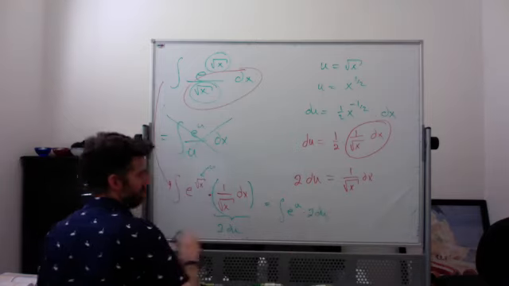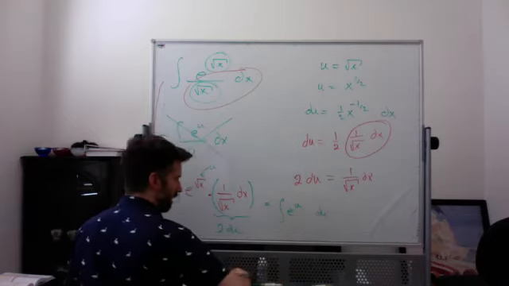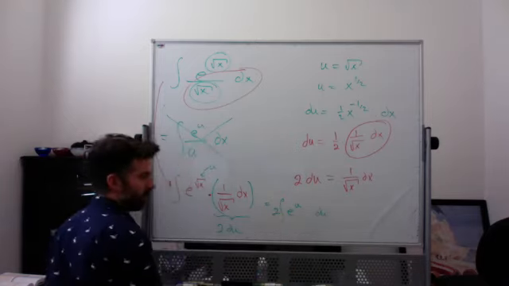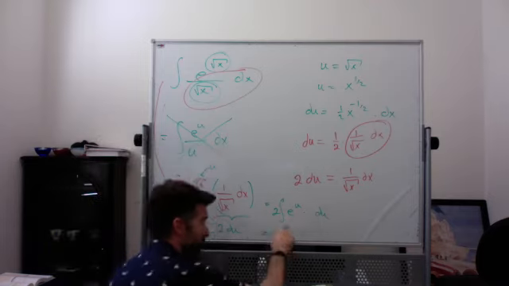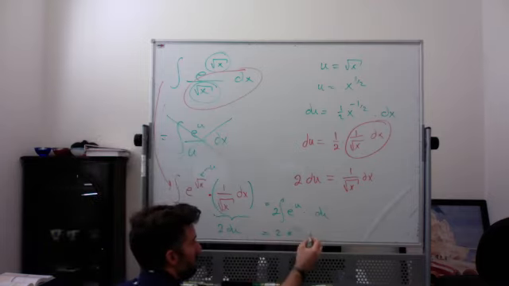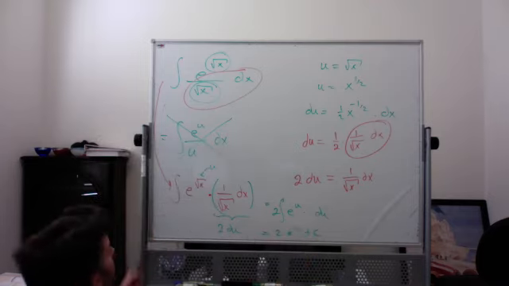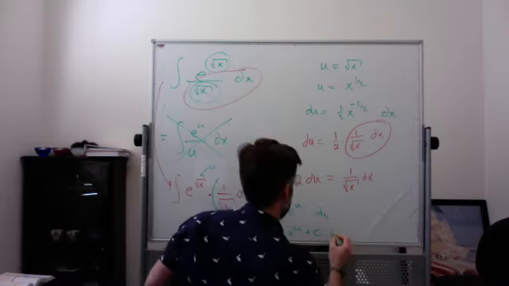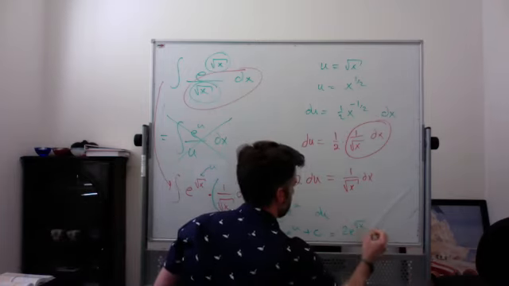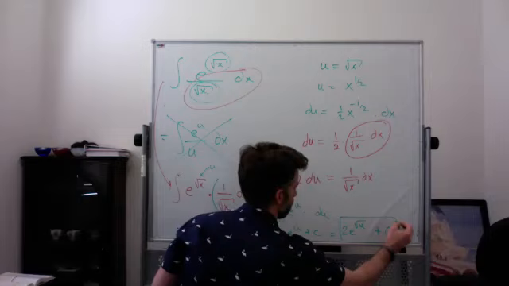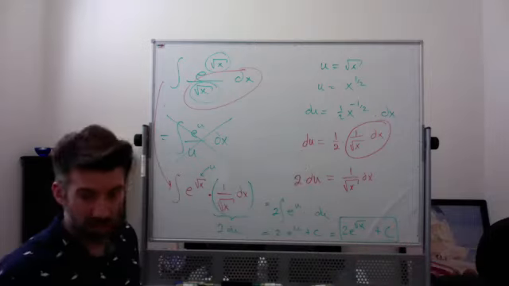And again, I would automatically bring that constant multiple out in front. The integral of e to the u is e to the u. And then I replace u with what I chose. So you get 2 times e to the square root of x. And that's how you would do a problem like that.